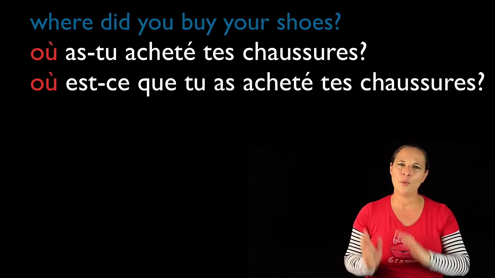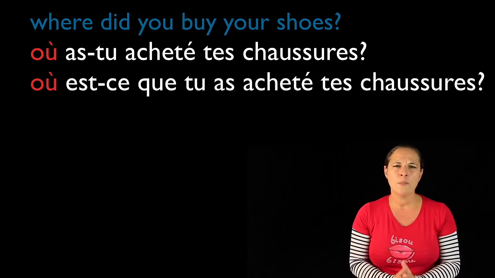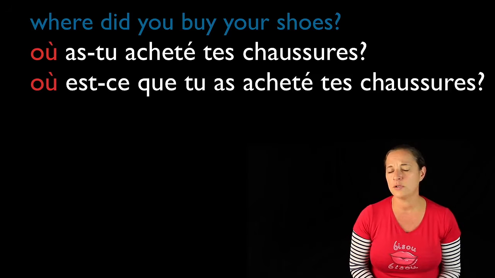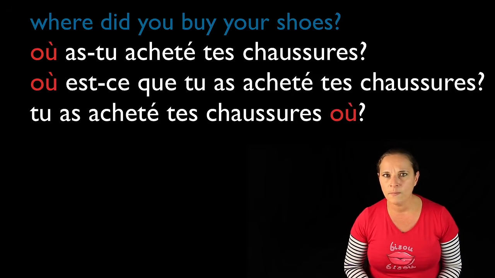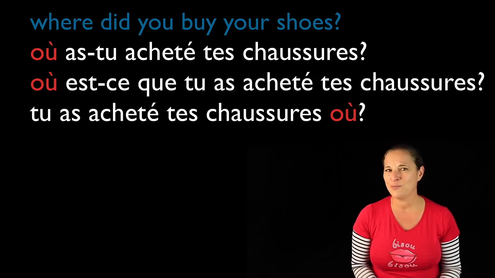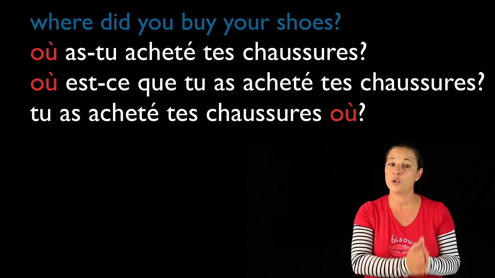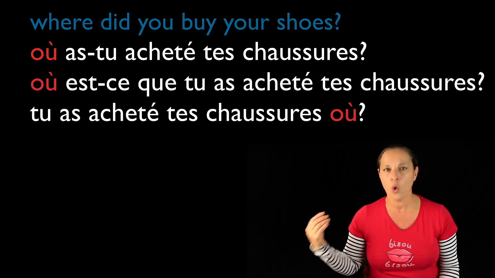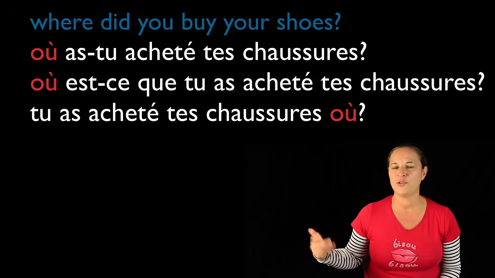Now, this is the more obviously written way of asking the question, but if you want it to be more spoken, as in the more familiar form, you could say, tu as acheté tes chaussures où? It's quite simple. In a way, you don't have to invert any subject and verb. You keep it as it is. Tu as acheté tes chaussures, and then you add your adverb où. Where did you buy your shoes?